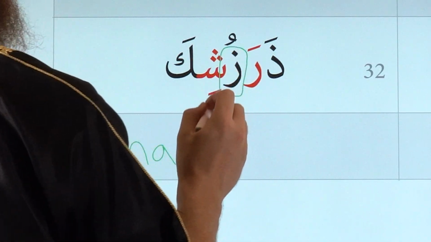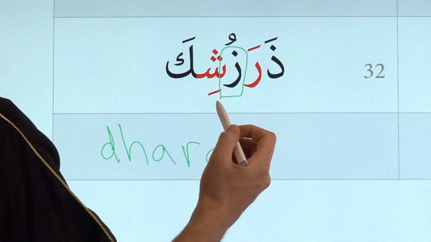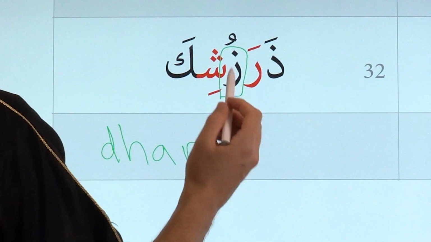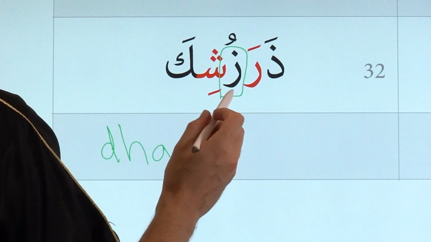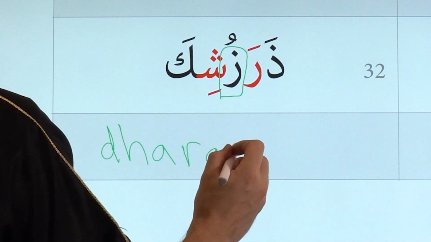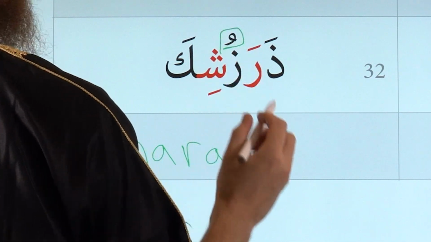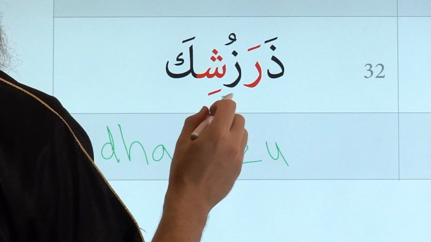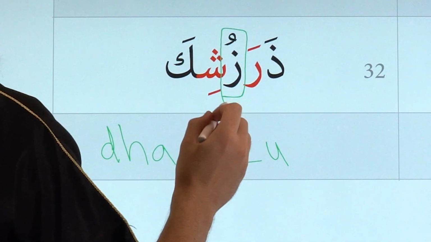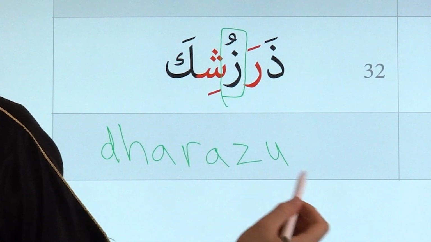Next, we have this shape extending down, not connecting to the letter after it, with one dot above. So this is the letter Za. So we're going to write a Z for the Za. Above the Za is a Dhamma, so we're going to write a U for the Dhamma. So together, the Za and Dhamma would be pronounced Zu.